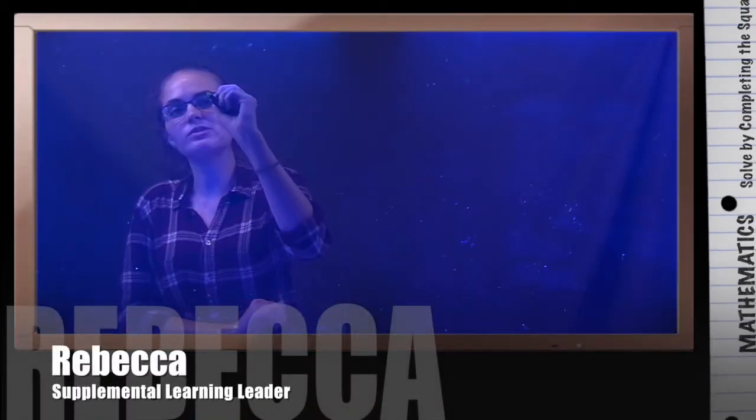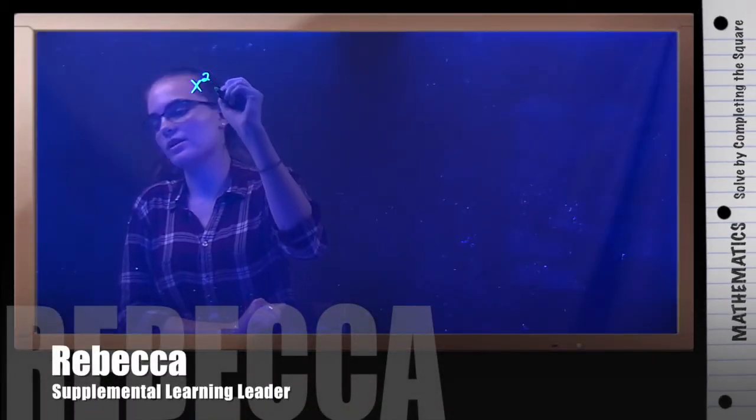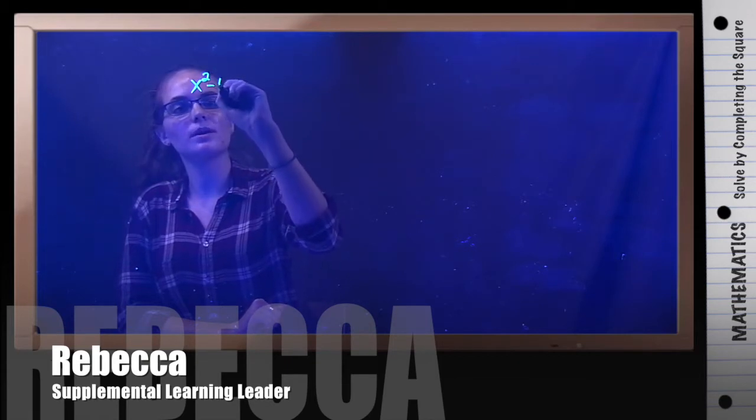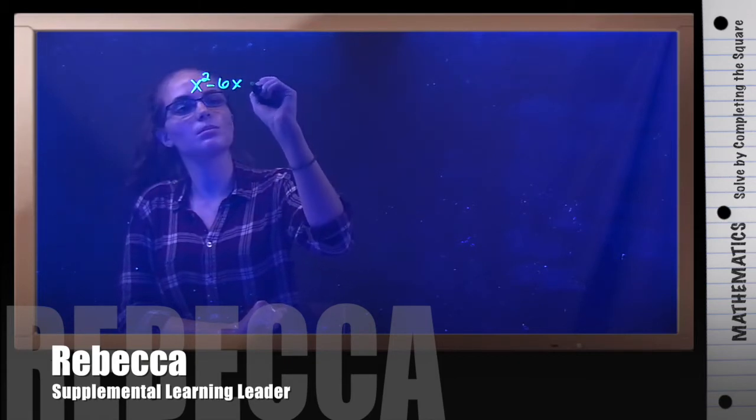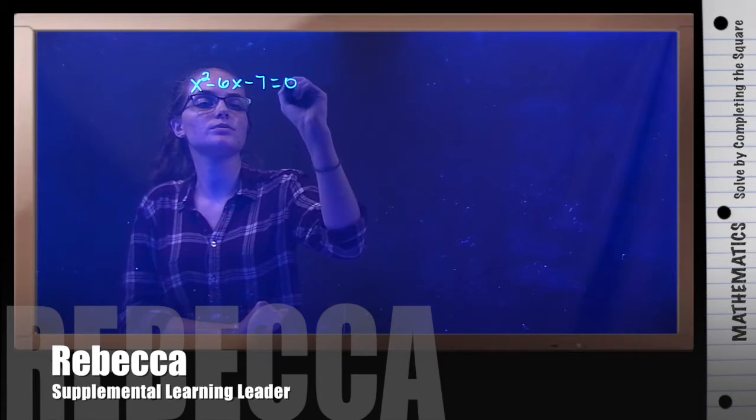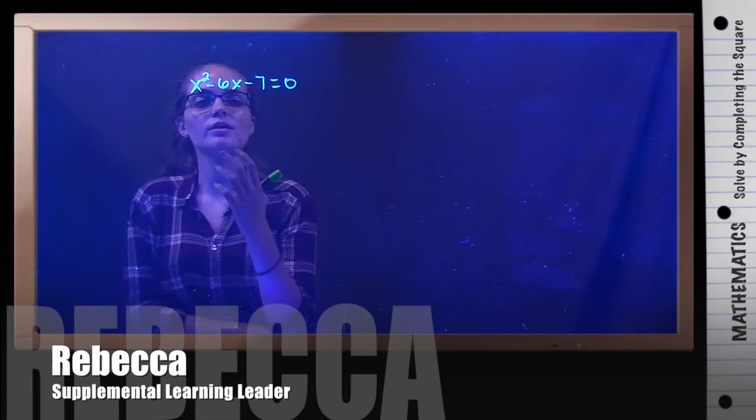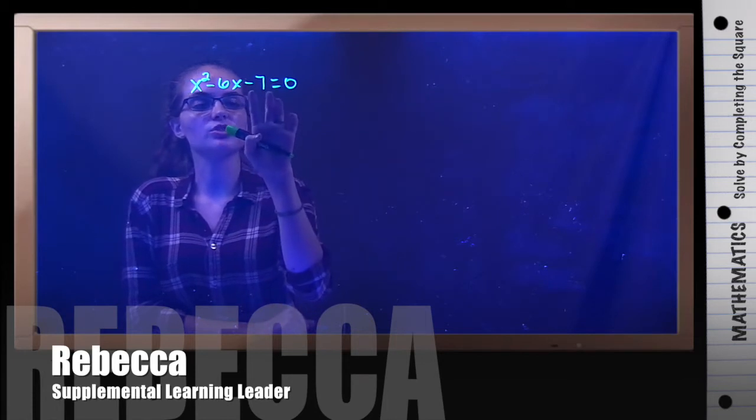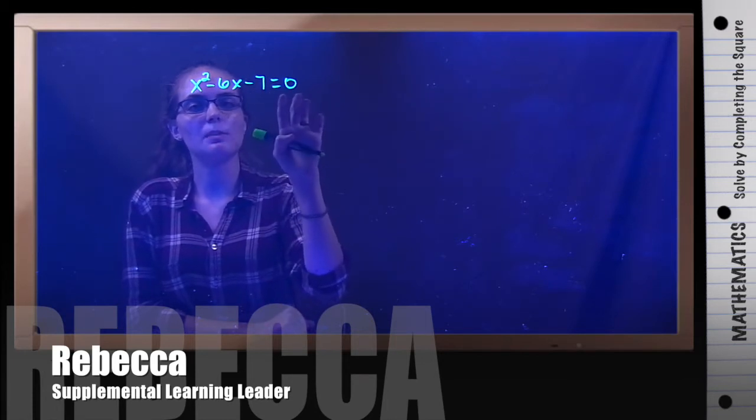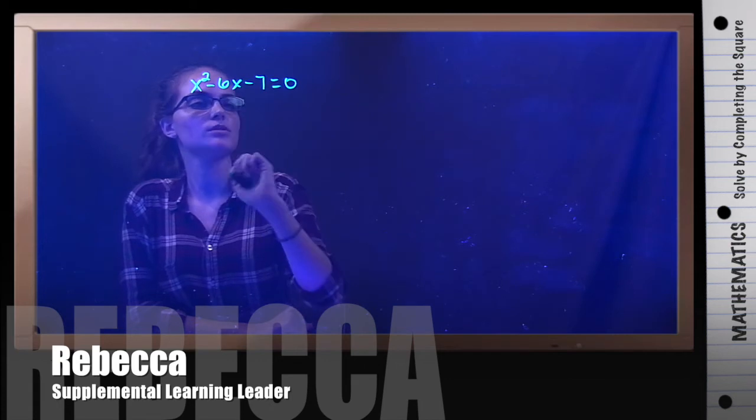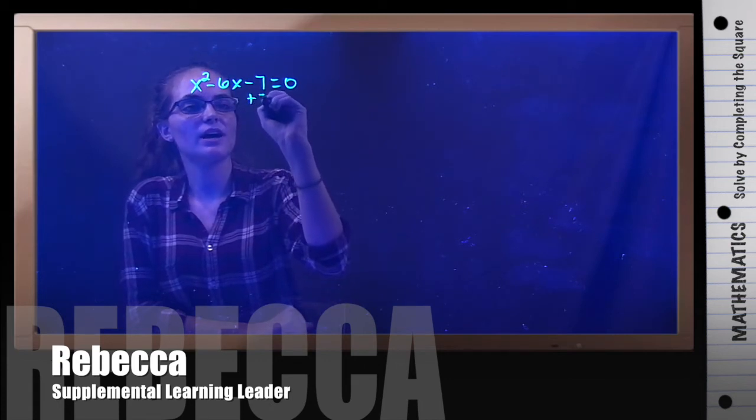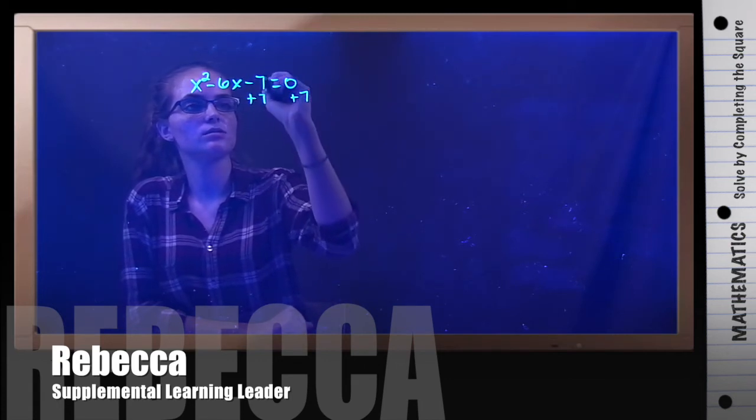For this example, we're going to solve by completing the square. x squared minus 6x minus 7 equals 0. Now, to solve by completing the square, you always have to make sure that your constant is on the opposite side as your variables. So, we have to add 7 to both sides.